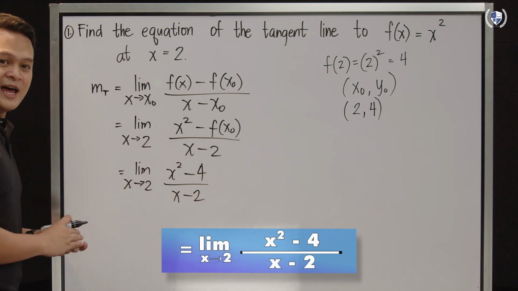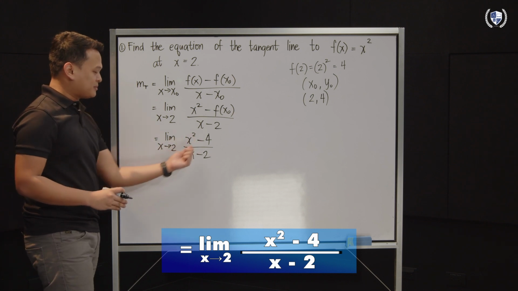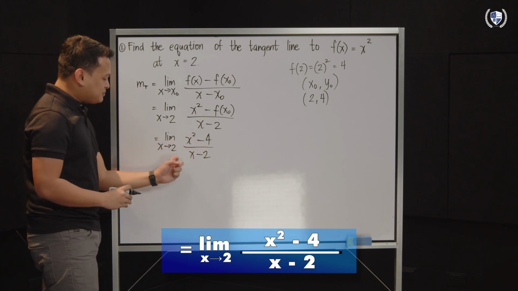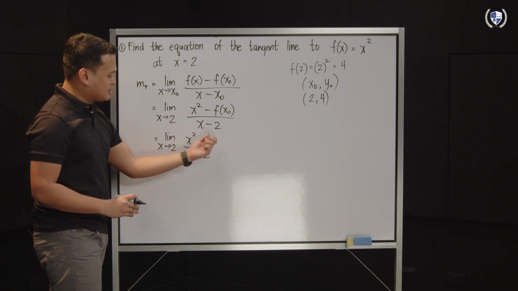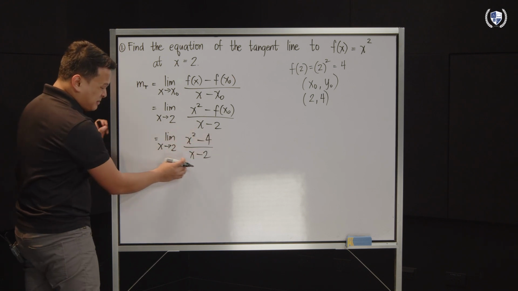And kagaya ng ginagawa natin sa limits before, pwede nyo nga substitute, no? Yun nga lang, kapag sinubstitute mo tong 2 dito sa x na dalawa na yan, 2 squared is 4, 4 minus 4, 0 yung taas. Yung ilalim magiging 0 din yan.